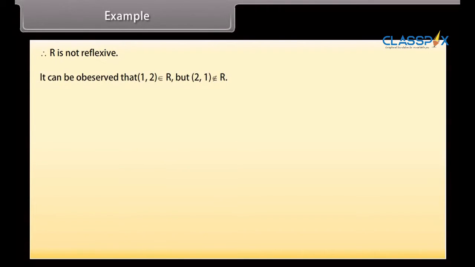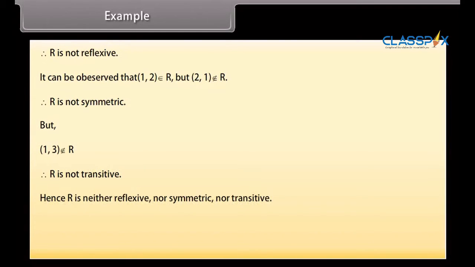It can be observed that (1, 2) belongs to R, but (2, 1) does not belong to R. Therefore, R is not symmetric. But (1, 3) does not belong to R. Therefore, R is not transitive. Hence, R is neither reflexive nor symmetric nor transitive.